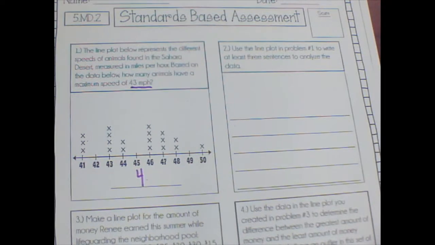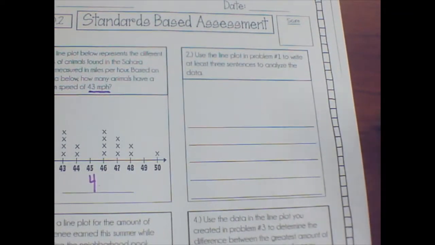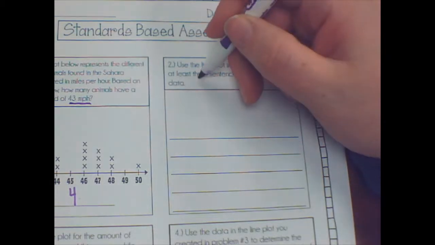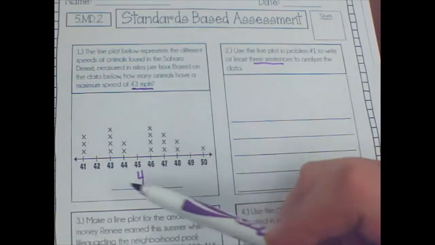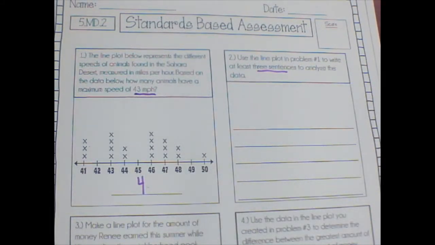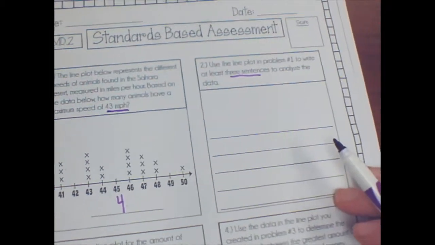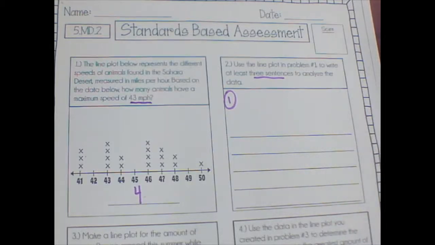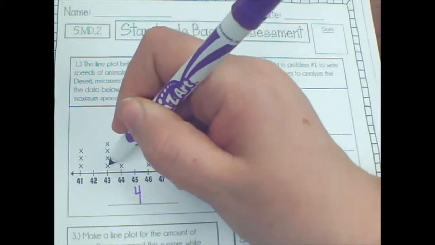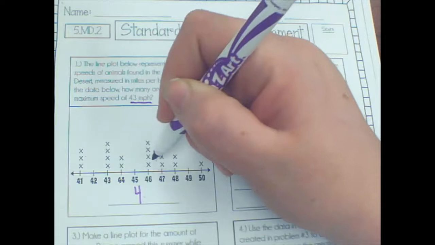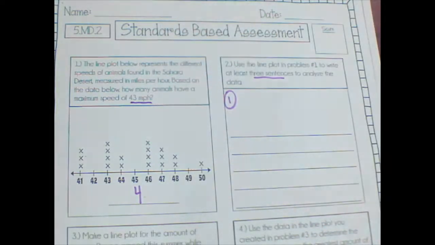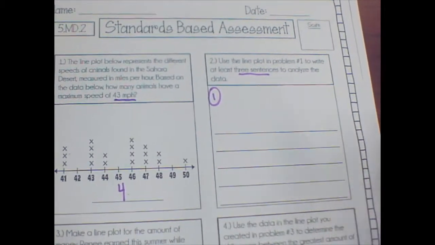The answer would be 4. Pretty simple. Let's look at number 2 because we're going to use the answer to number 1 for number 2. It says, use the line plot in problem number 1 to write at least 3 sentences to analyze all of this data. So you get to analyze it 3 different ways. I might say one of my sentences, let's see how many animals there were in all. There was 1, 2, 3, 4, 5, 6, 7, 8, 9, 10, 11, 12, 13, 14, 15, 16, 17, 18, 19.